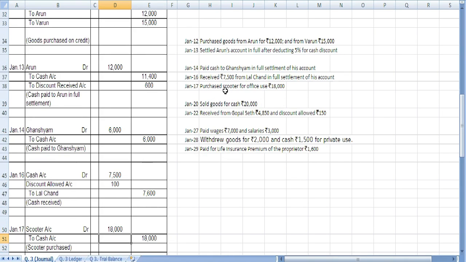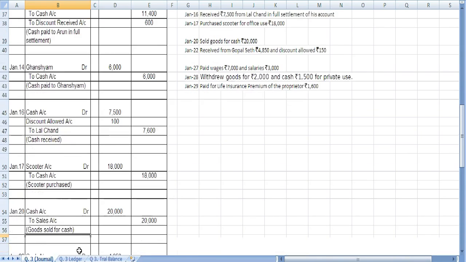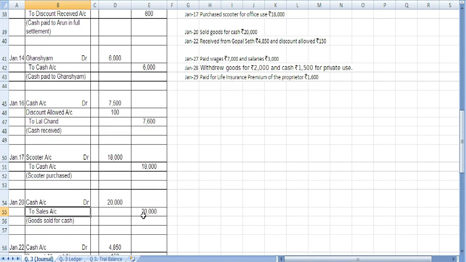Then we have January 17, purchase scooter for office use. What is coming in? Scooter is coming in, debit, and what is going out? Cash is going out, credit. Scooter purchased 18,000, 18,000. Then next we have January 20, sold goods for cash. Very simple, cash comes in 20,000, and sales is, we are selling for cash, so sales is revenue, so we are crediting. Cash debit 20,000, and what comes in to sales account 20,000, this is revenue. Okay, 20,000 goods sold for cash.